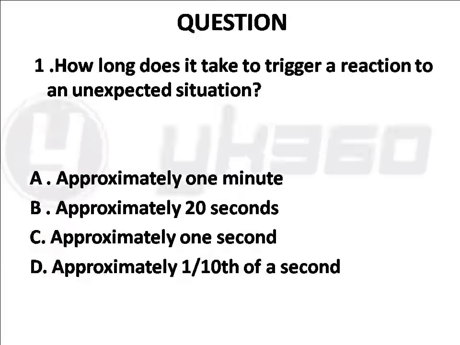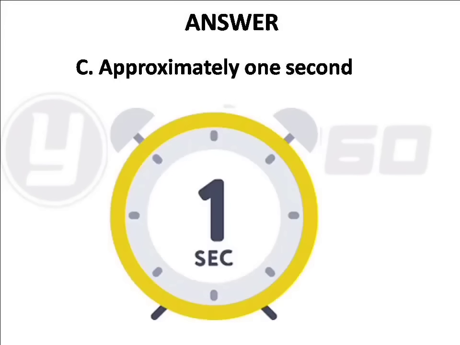Please click the video. Question number 1. How long does it take to trigger a reaction to an unexpected situation? The options are: A, approximately 1 minute; B, approximately 20 seconds; C, approximately 1 second; D, approximately a tenth of a second. The answer is option C, approximately 1 second.